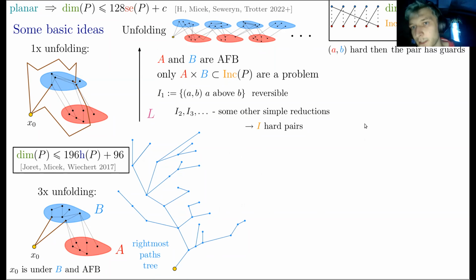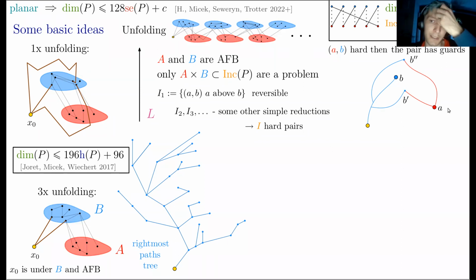Another reduction shows that if AB is hard, then the pair has guards. And by guards, I mean B prime, B double prime, such that they are enclosing B. So B prime is left of B and B is left of B double prime, and A is comparable to both of them. It's not that hard to show that pairs which do not satisfy this are easy.